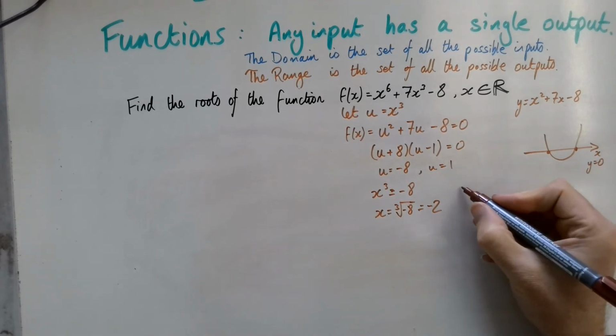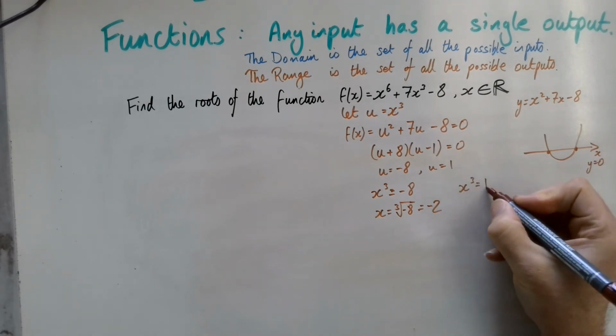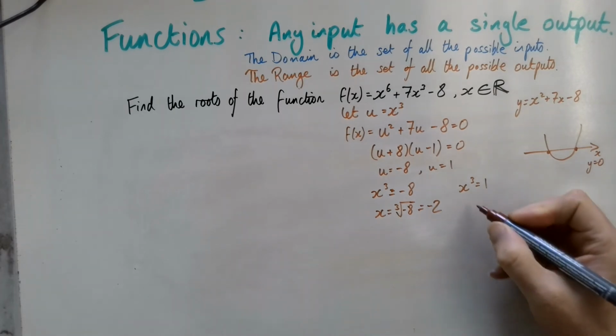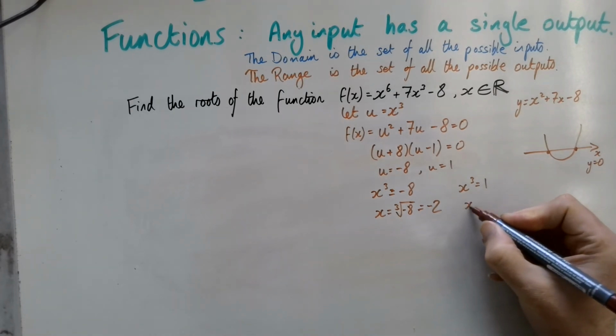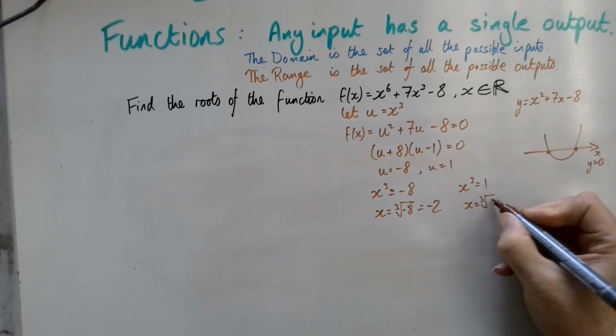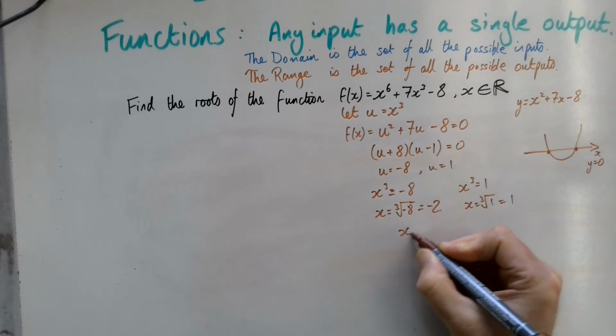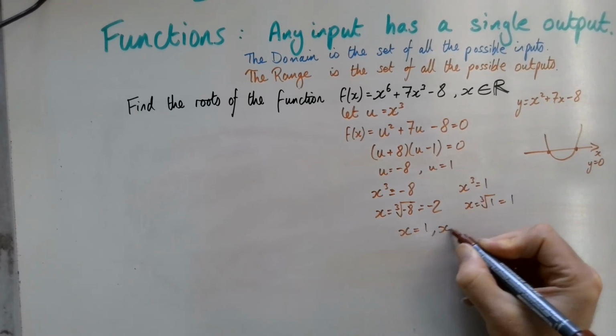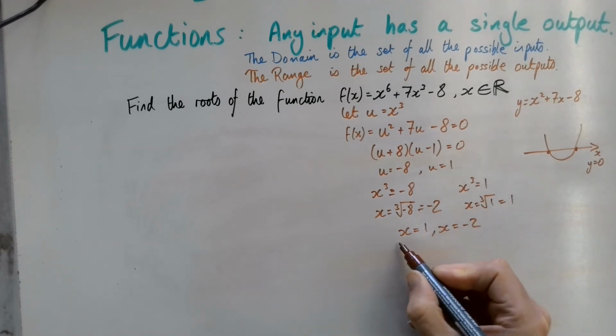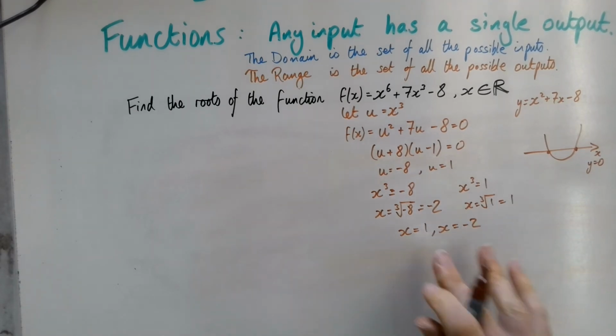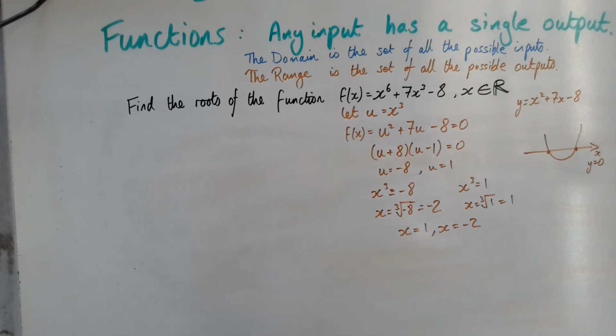And the other possible thing is that x cubed is equal to 1, and 1 times 1 times 1 is 1, so the cube root of 1 is 1. So x equals 1, x equals negative 2 are our roots.